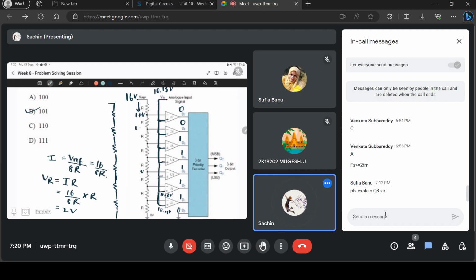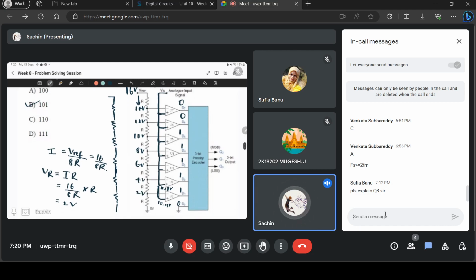So similarly, 2 volts will drop across the next resistor. So you will have 14, 12, 10, 8, 6, 4 and 2 volts. And if you observe in the circuit, all these voltages are connected to the negative terminal of the comparators. So this is connected to 14, this is 12. 10 is connected to the third comparator, 8 is connected to the fourth comparator, and so on. Is that fine?